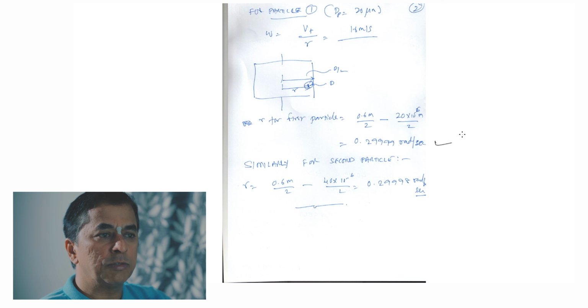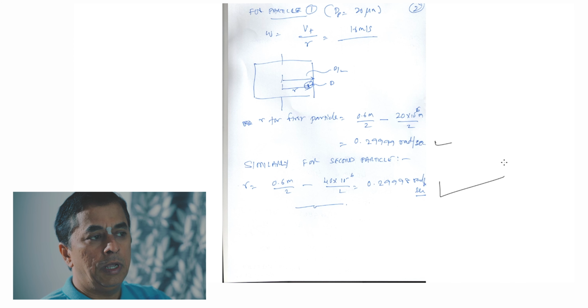In the same way, we are supposed to find the radial velocity for particle 2 whose size is around 40 micrometers. It is given by this formula. So with this we come to the end of problem number 7.8.